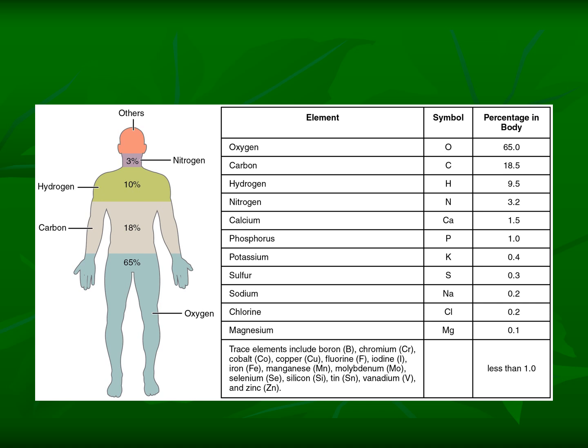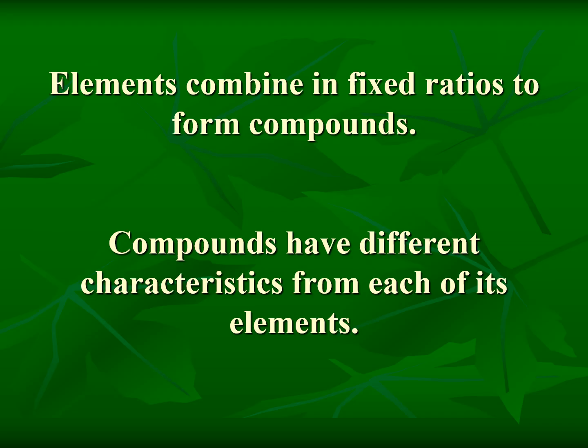This table is just showing the major elements and then some of the other elements that are found, but just not to as high a concentration as the carbon, oxygen, hydrogen, and nitrogen. So as I said, elements are going to be combined in a very fixed ratio to form compounds. And one thing to keep in mind is that compounds, when they're formed by these elements, may now have very different characteristics from the elements that they're made up of.